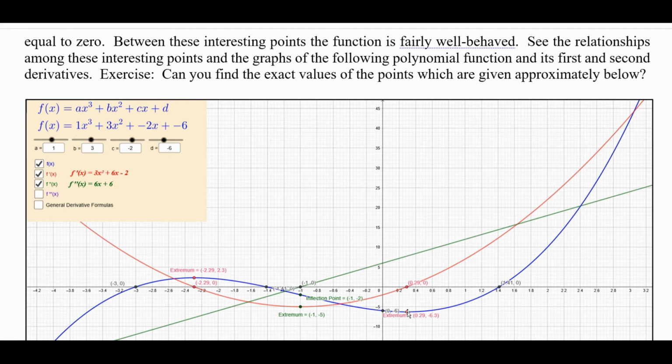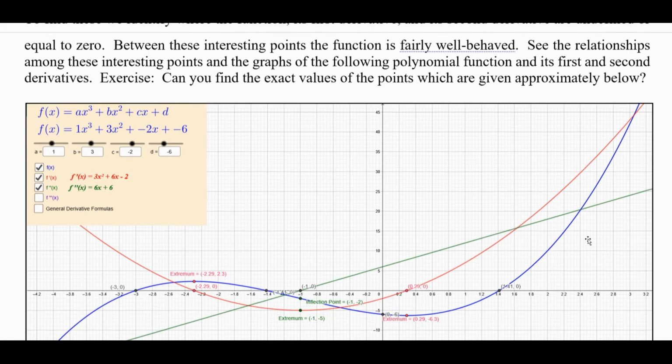Those are the x values of the extrema: the local maximum over here in the third quadrant, and the local minimum down here in the fourth quadrant. Notice when the derivative is positive here, the original function is increasing. Then from here to here, the original function is decreasing. The derivative will be negative. And the derivative is positive. The original function is increasing.